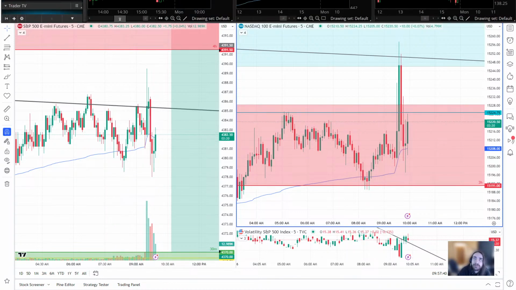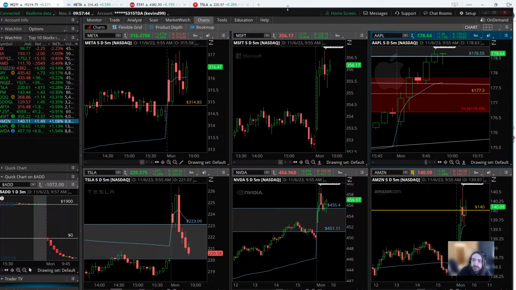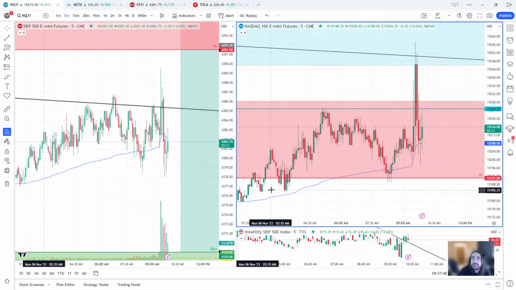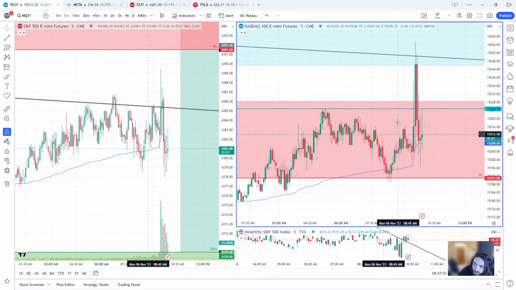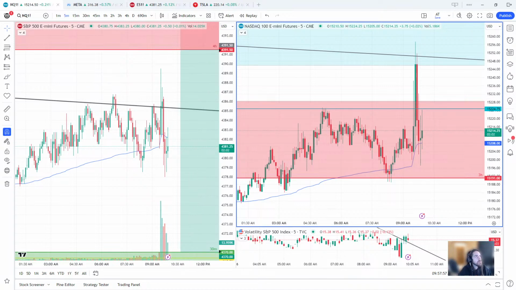Nice pop on Apple. Again, everything switched. Everything went bearish. Apple went bullish. We're chopping around. Just chopping around right now, guys. We want a clean trend. When we trade, we want trends.